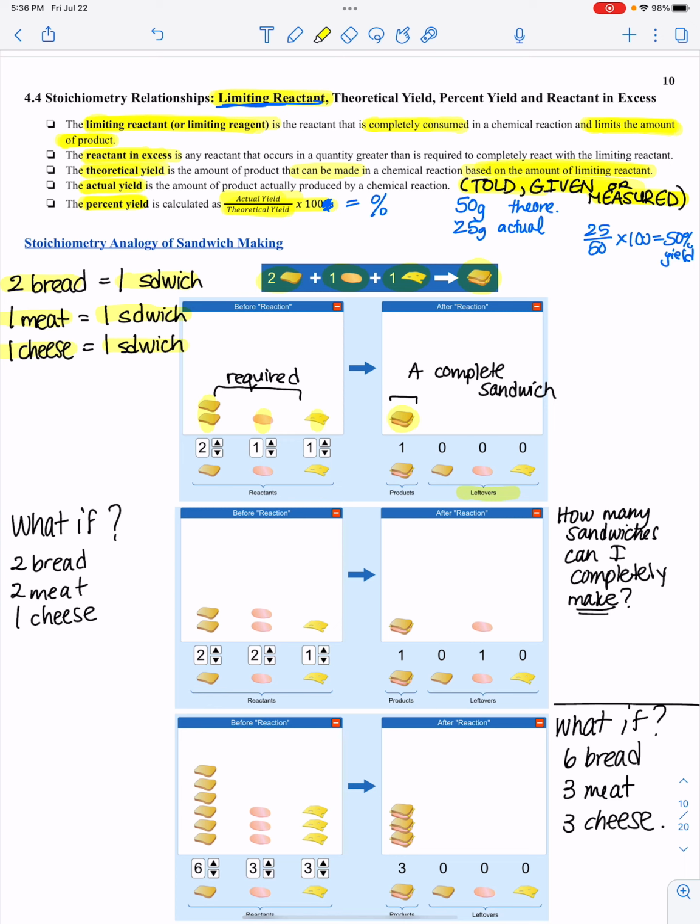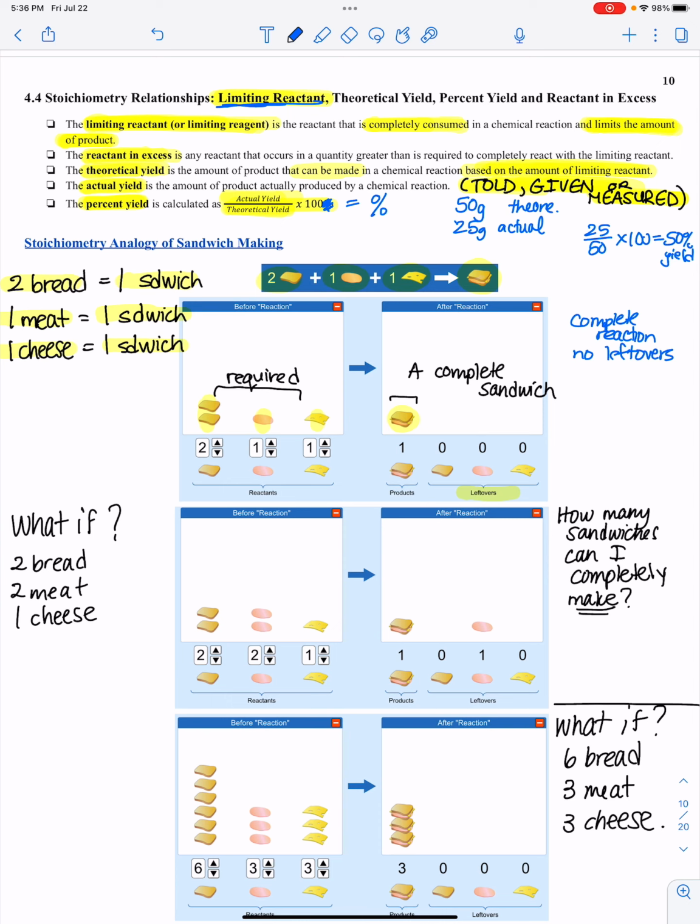I don't have anything left over. It doesn't look like there's anything that's limiting. This is a complete reaction. Complete reaction. There's no leftovers. And I don't have to worry about what's known as a limiting reactant.